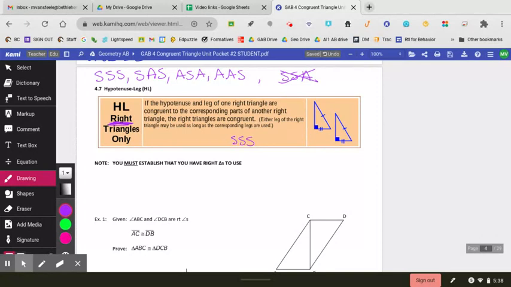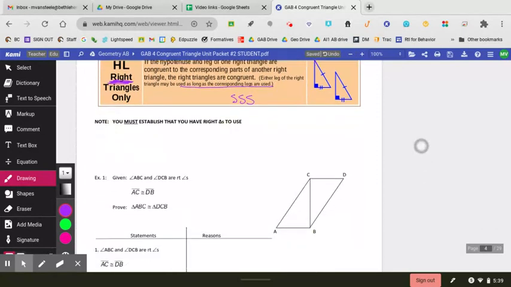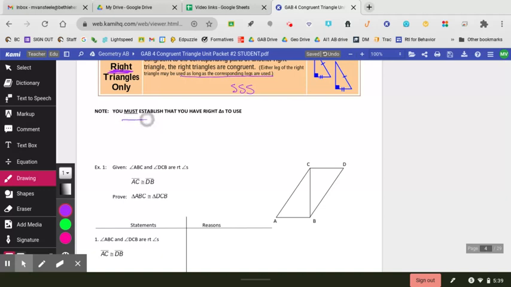So, hypotenuse leg says, if the hypotenuse and leg of one right triangle are congruent to the corresponding parts of another right triangle, the right triangles are congruent. So, the legs don't really matter which one is which because they can be kind of flipped. But they may be used as long as the corresponding legs are used. Okay, so you must establish you have a right triangle to use. That's our third piece. We still need three things.